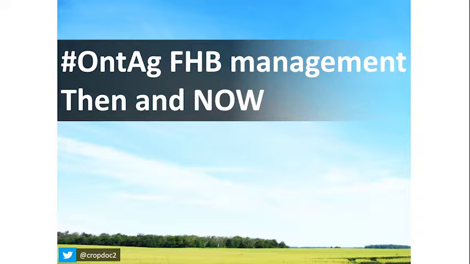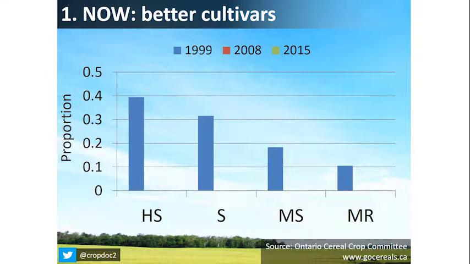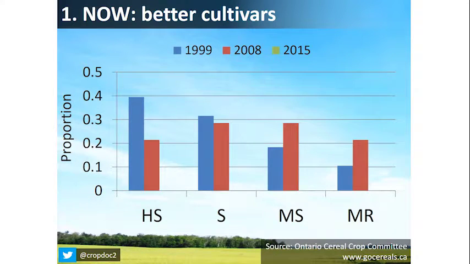So let's talk about Fusarium head blight management then and now. Now we have much better cultivars. In 1999, for instance, most of our cultivars in Ontario were in the highly susceptible category, a few less in the susceptible, but very few moderately resistant. So 10% of our varieties in 1999 were moderately resistant. And then in 2008, the number of highly susceptible varieties decreased, and the number of moderately resistant increased.